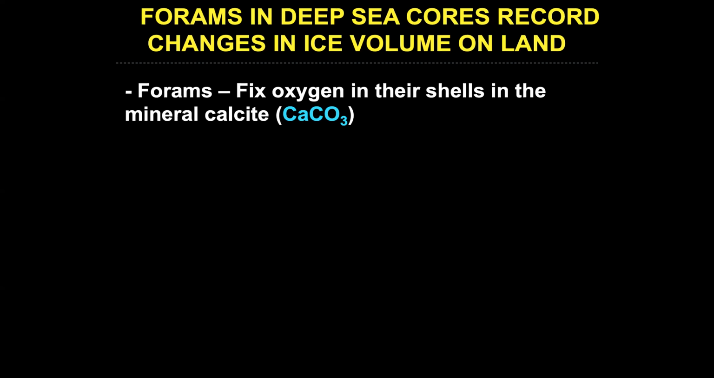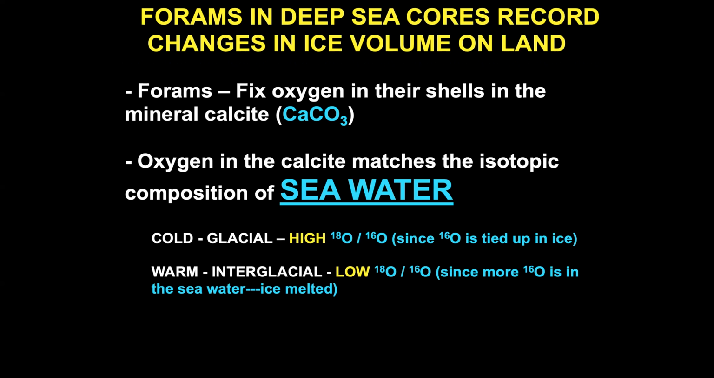So the little animals, the forams or foraminifera, their calcium carbonate, which has O in it, the oxygen in their shells is representative of whatever O there is more of in the water. So now, oxygen in the CaCO3 will match the composition in the seawater. So during a period of cold or a glacial period, you're going to have this ratio, a high 18 to 16, because the 16 is tied up in the ice, and during a warm period, it's going to be lower because more of the 16 is going to be in the water.